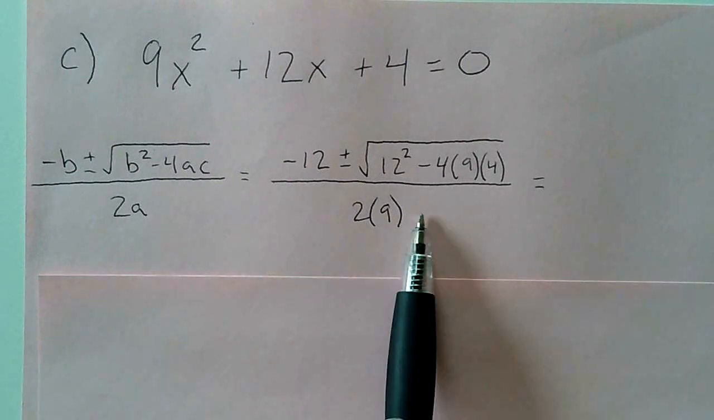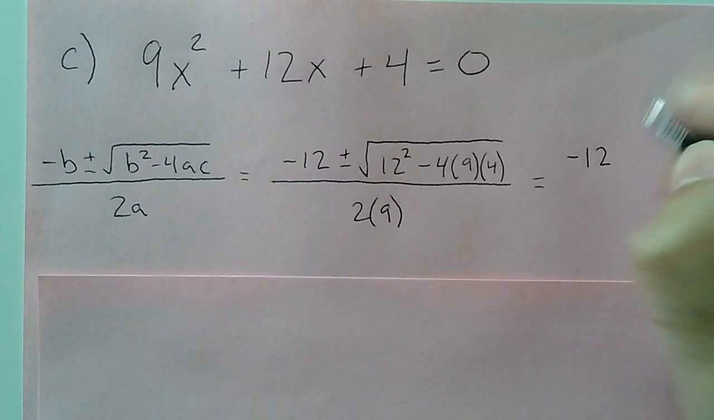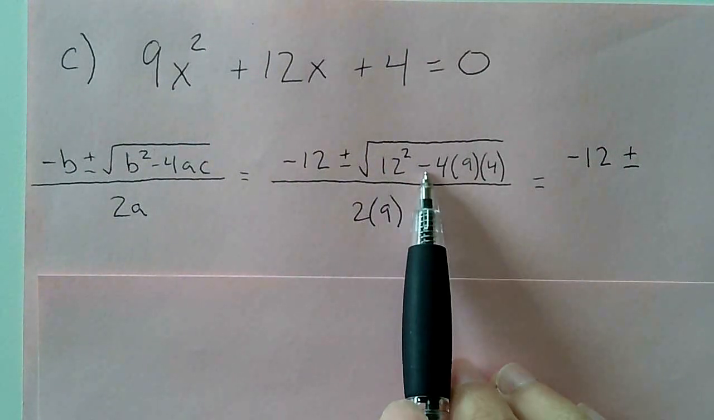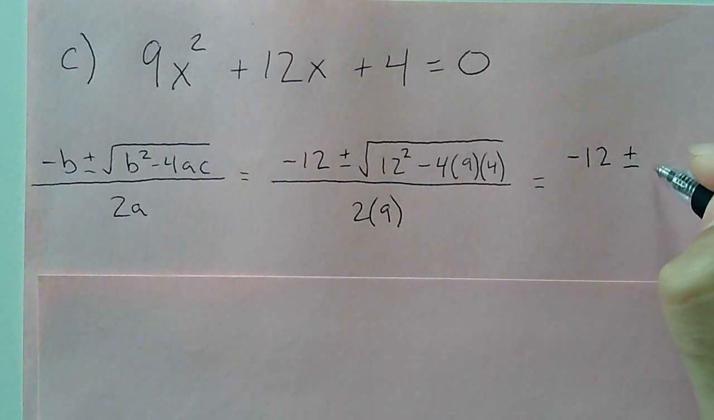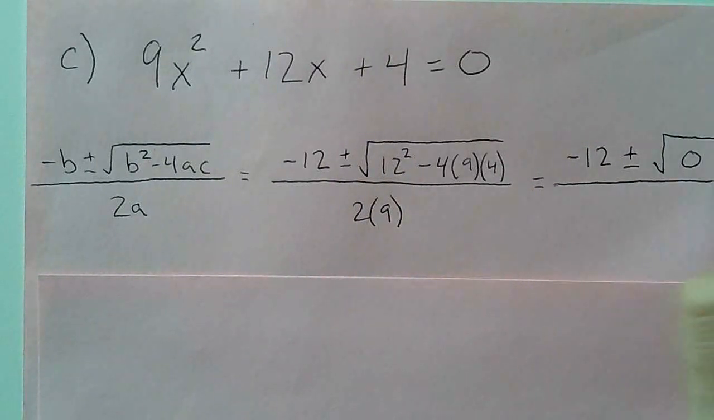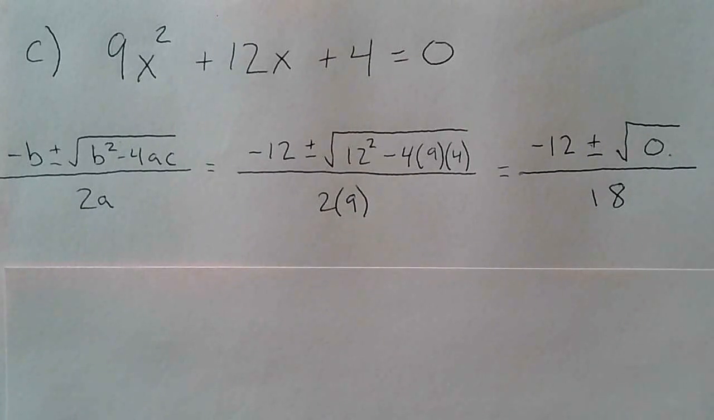Quadratic formula, substitute the values in. Now, this gives me -12 plus or minus the square root of 144 minus 144, which is going to give me the square root of 0, divided by 18. Now, from our discriminant video, when we have a discriminant of 0, there's not really a plus square root of 0 and a minus square root of 0. So this is where we have one solution.